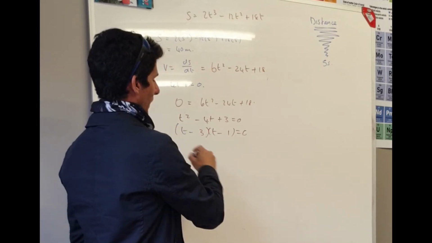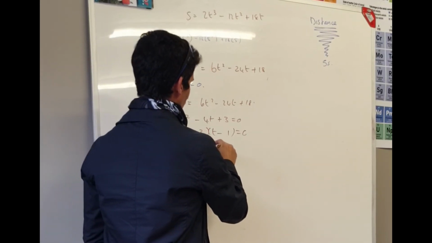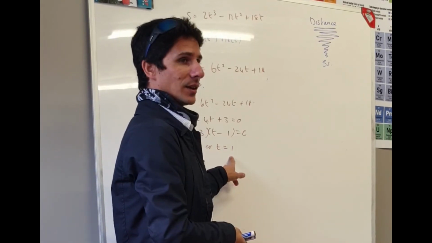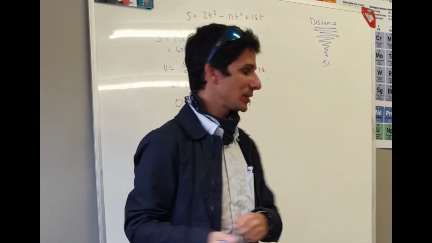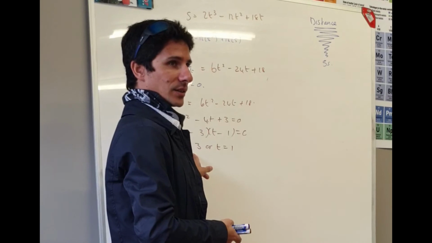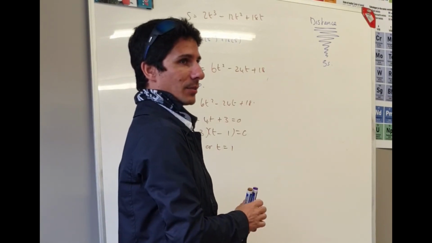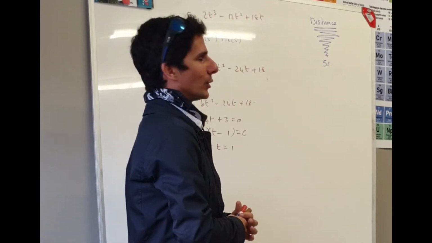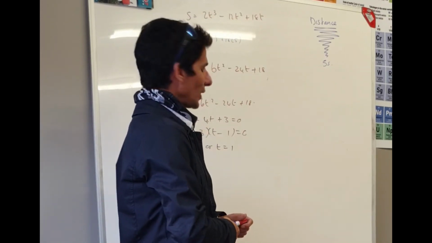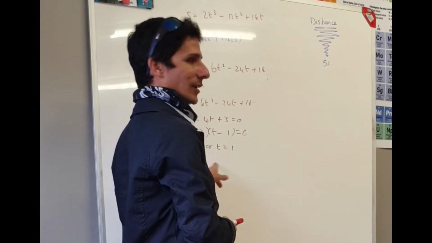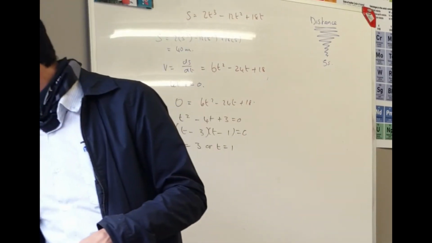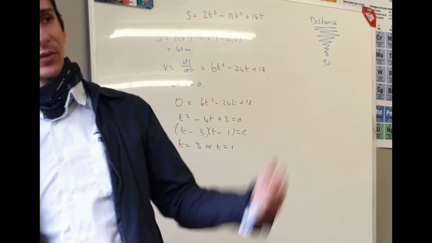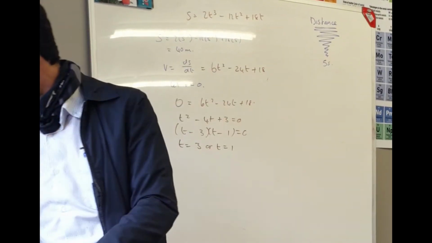So t equals 3 or t equals 1. That tells me at 1 second is where my first change in velocity happens, and at 3 seconds is where my next change in velocity happens. So how can I calculate how far I've traveled with these times, knowing that I changed direction at these 2 times? And knowing that I've only got a displacement function to work with. I don't have some distance function, I've only got that displacement function.